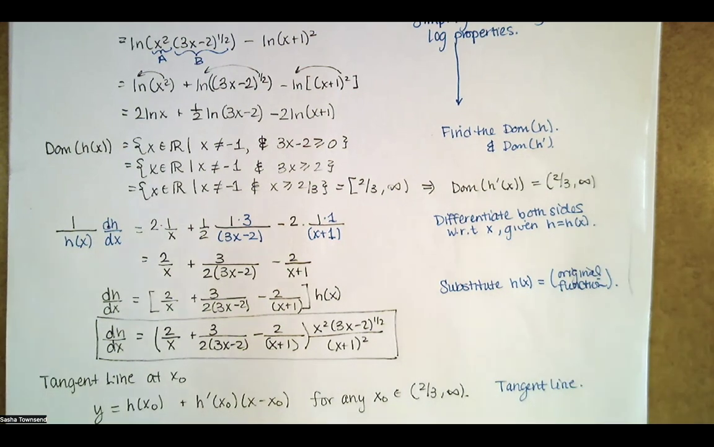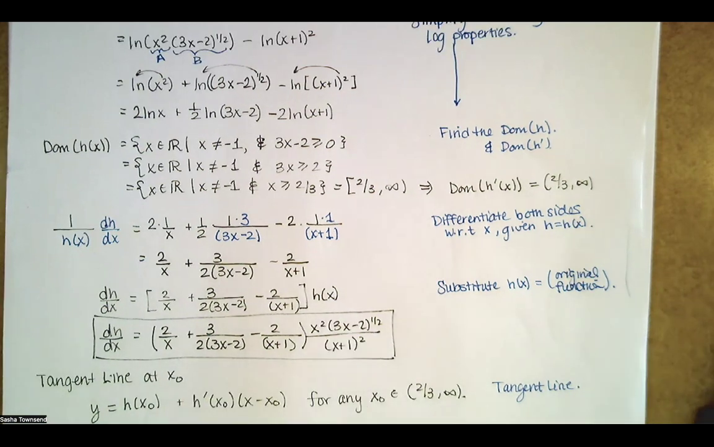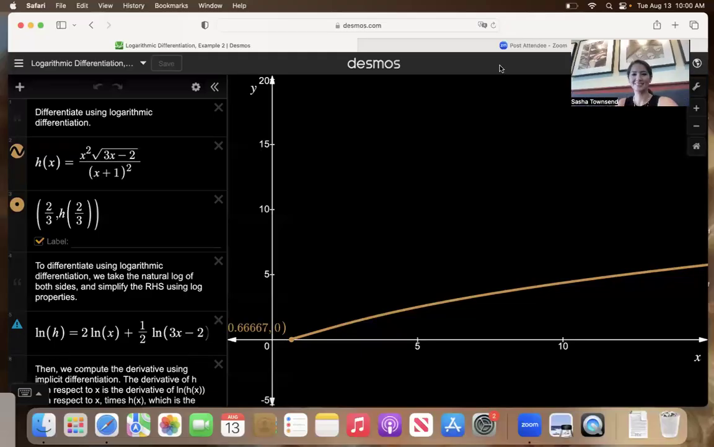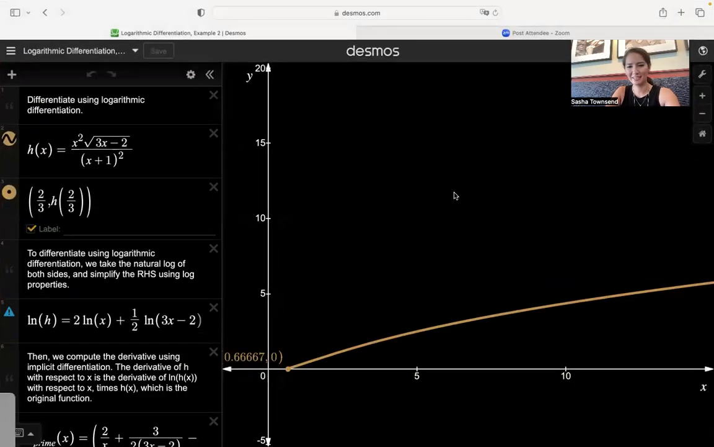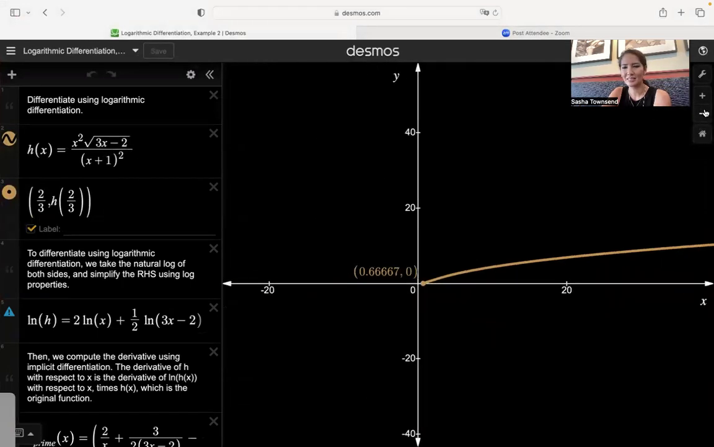All right, so let's look at this on Desmos, see what our graph looks like. So we'll look at the graph of the derivative as well. And then we will plot some tangent lines. So this is our logarithmic differentiation page. There's something about this that's really bothering me. It looks like the y-axis or the x-axis is sort of decreasing as you go from left to right. But I think it might be an optical illusion. Here I've graphed h of x. We said that the domain was 2/3 to infinity, and we see that that's true.